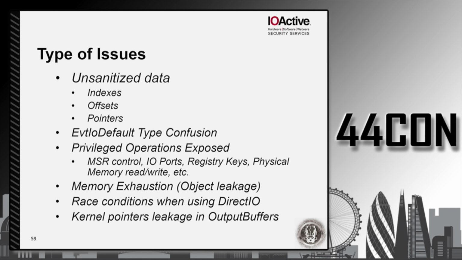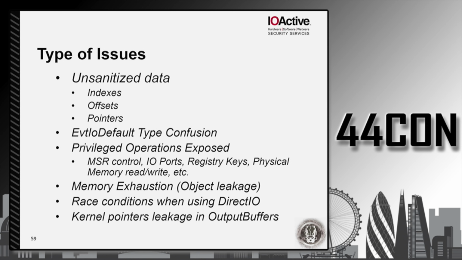So what kind of issues do we find? Well, unsanitized data, like indexes, offsets, pointers. Also, when the EvtIoDefault type is used, you can have a type confusion. Privileged operations exposed, like the one that I just showed, and more things like registry keys, settings, IO ports reading and writing. Object leakage, race conditions when using direct IO, and kernel pointer leakage in output buffers as well.